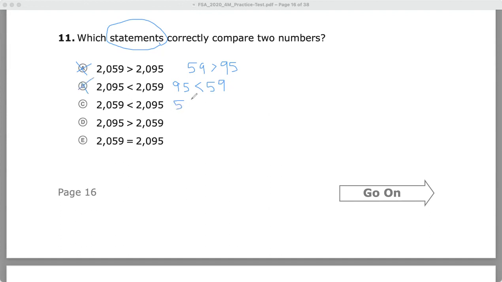Is 59 less than 95? Yes. So C is one of the correct answers. Is 95 greater than 59? Yes. So that is a correct answer. And is 59 equal to 95? No. So that is not the correct answer.